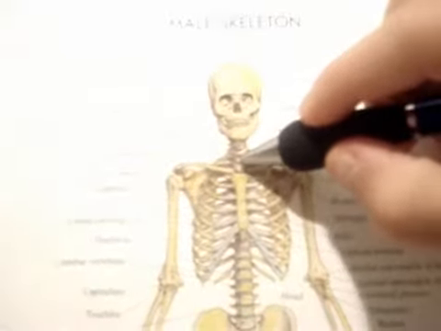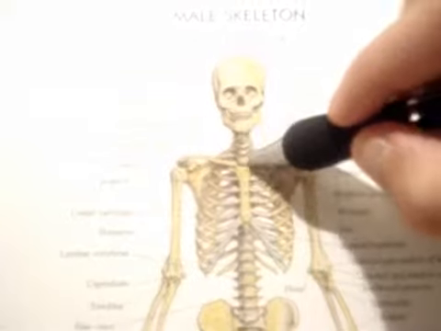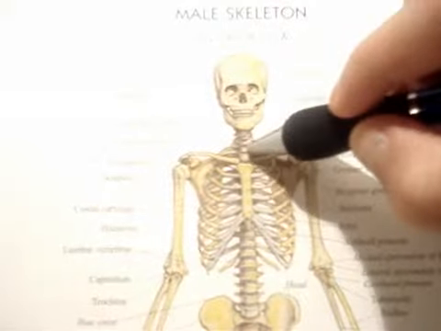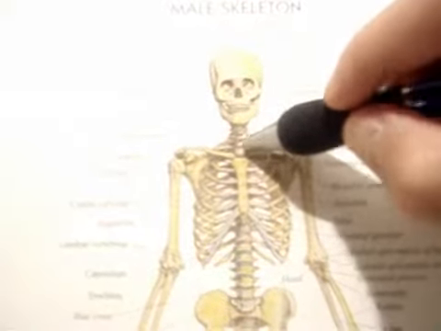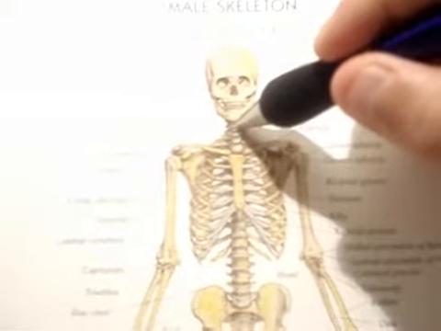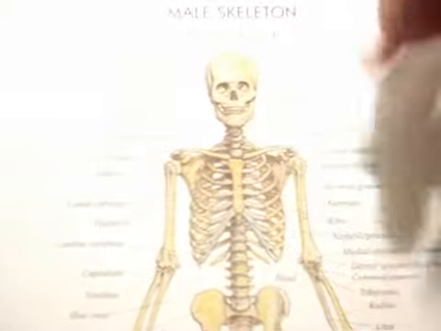Next, we look at the neck. The bones of the neck are composed of vertebral bones called cervical bones. There are 7 cervical bones in the neck.